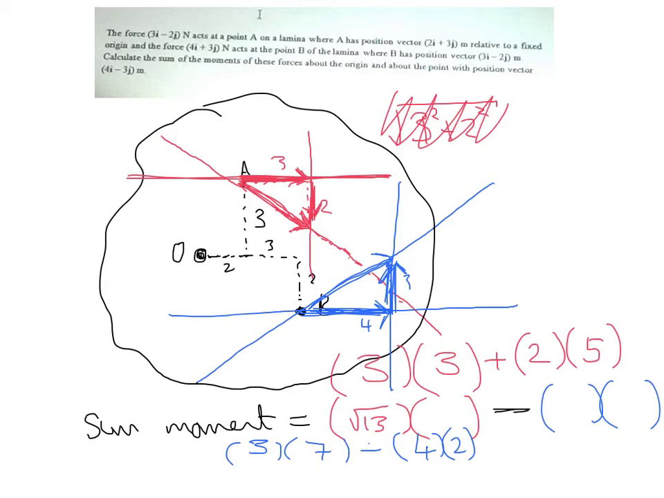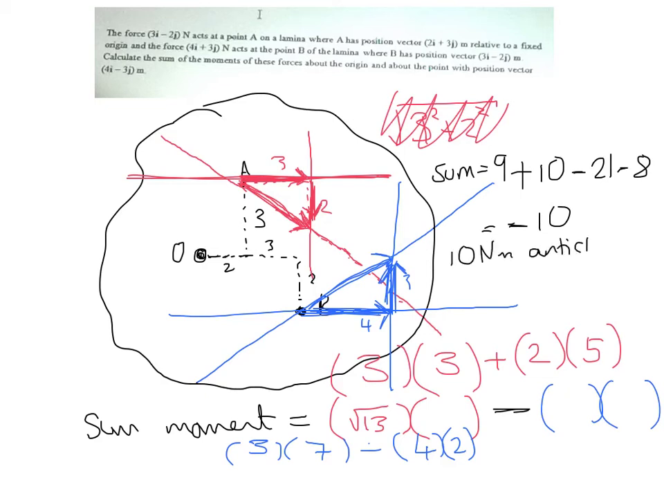So this is a much, much easier way of doing it, to break them up into their horizontal and vertical components. So what is the sum of the moments? Sum of the moments equals, the red ones were 3 times 3 and 2 times 5. And we're taking them to be positive because they create a clockwise rotation. Both the blue ones would create an anti-clockwise rotation, so they're going to be negative. So that would be minus 21 minus 8. Altogether giving us minus 10. So this is a moment which is 10 Newton meters anti-clockwise.